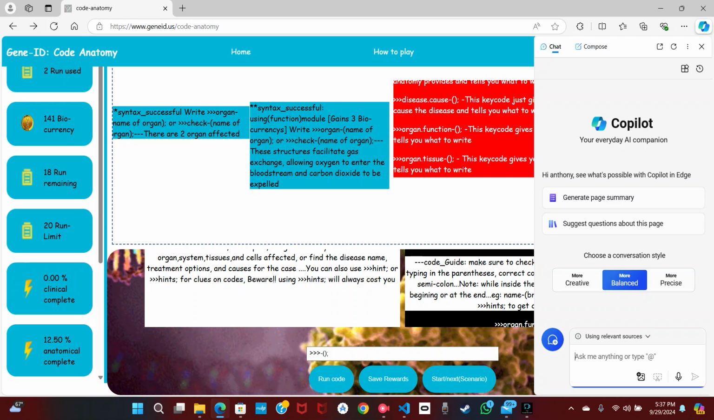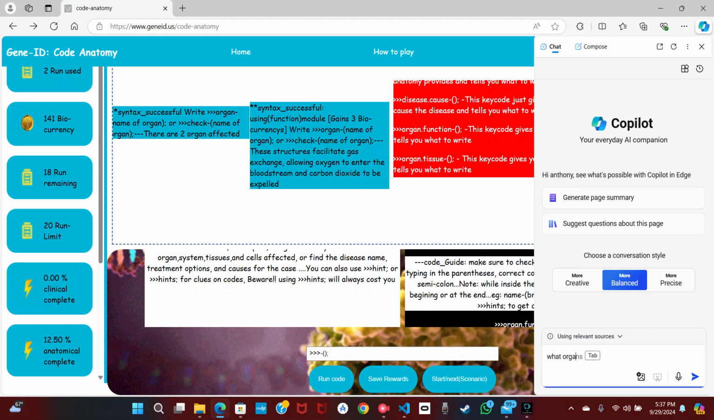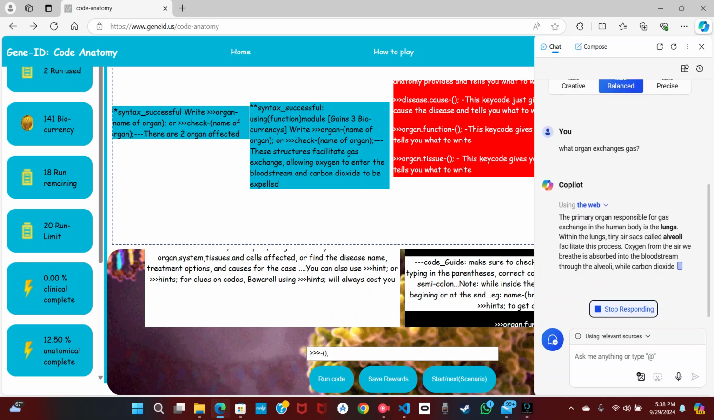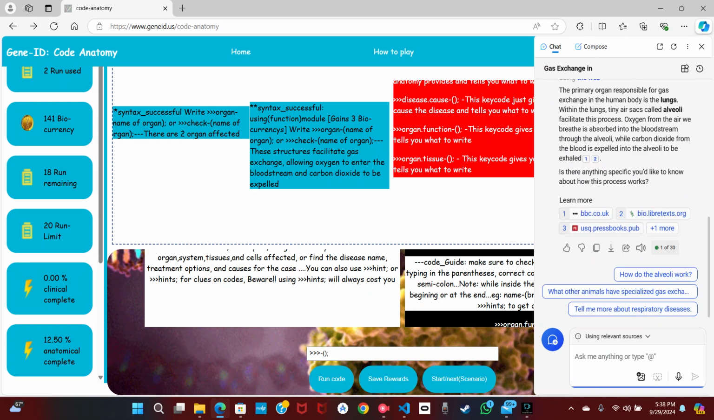So now it's up to me to know what organ exchanges gas. Yeah, let's put it that way. I'm pretty sure it's the lungs, but it says two organs. Maybe it could be the lungs, alveoli, okay? And it's giving me something here.